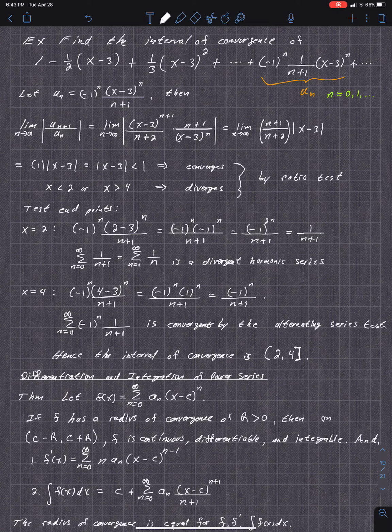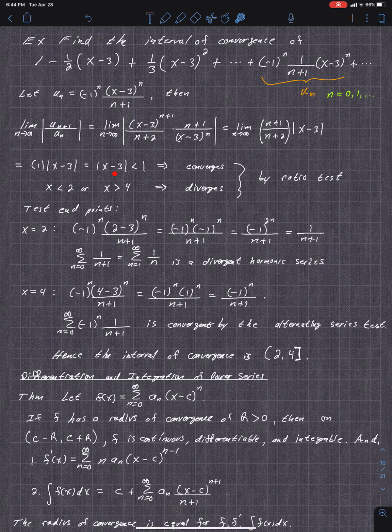So let's go through some more examples. I wrote this one down last time, so find the interval of convergence for this. Hopefully you worked that out. You let U be this series, right? Then you apply the ratio test. So here's the ratio test.